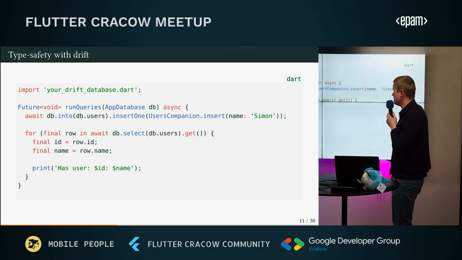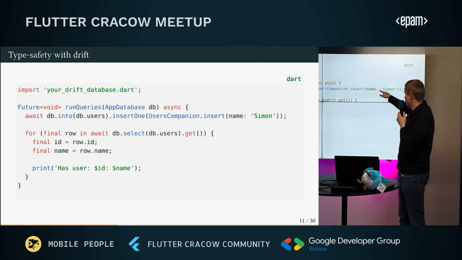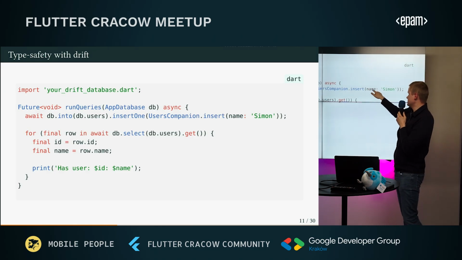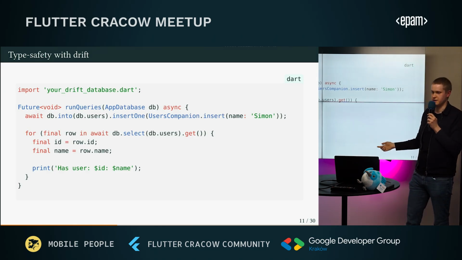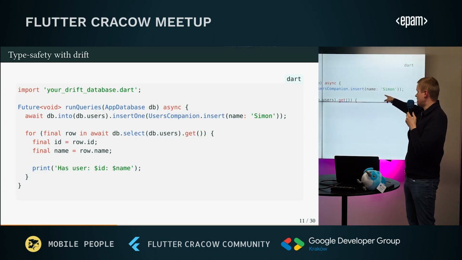Well, first of all, instead of passing a string and then passing Simon as a parameter, I now get to pass it as a named parameter in Dart. And Drift generates this insert constructor for me. Essentially, it has all columns that are required for new rows in the database, and they're going to be marked as required parameters on this companion.